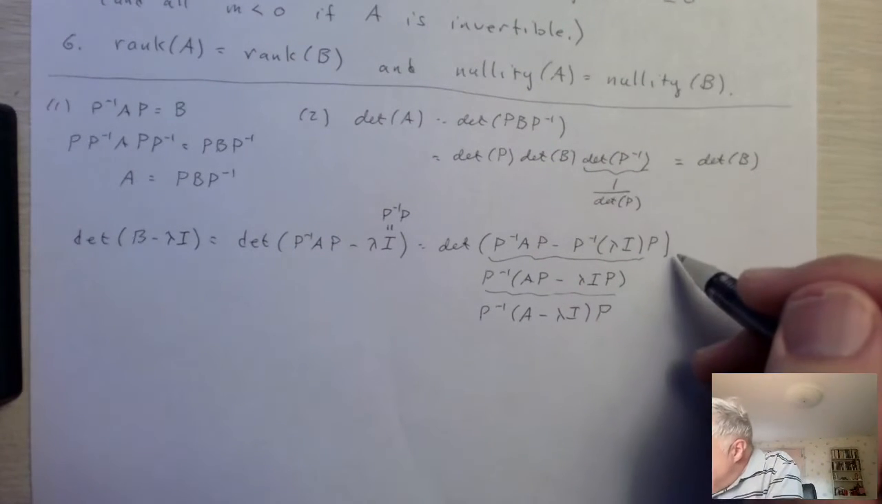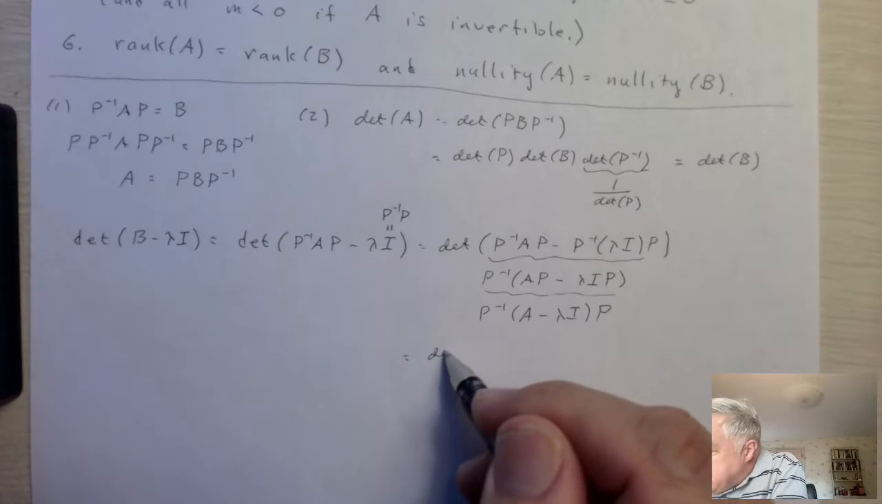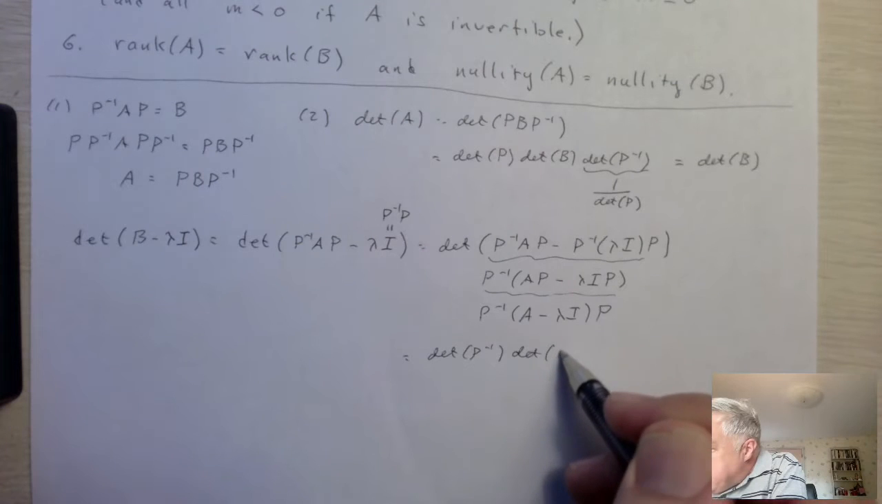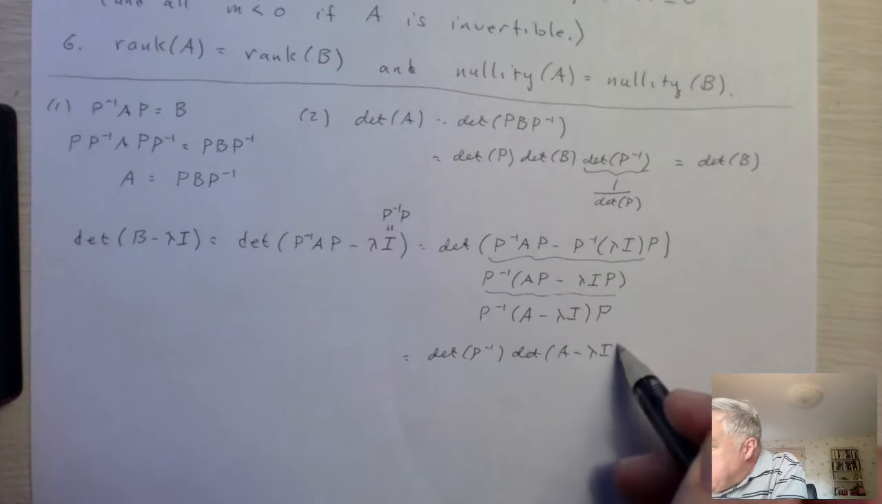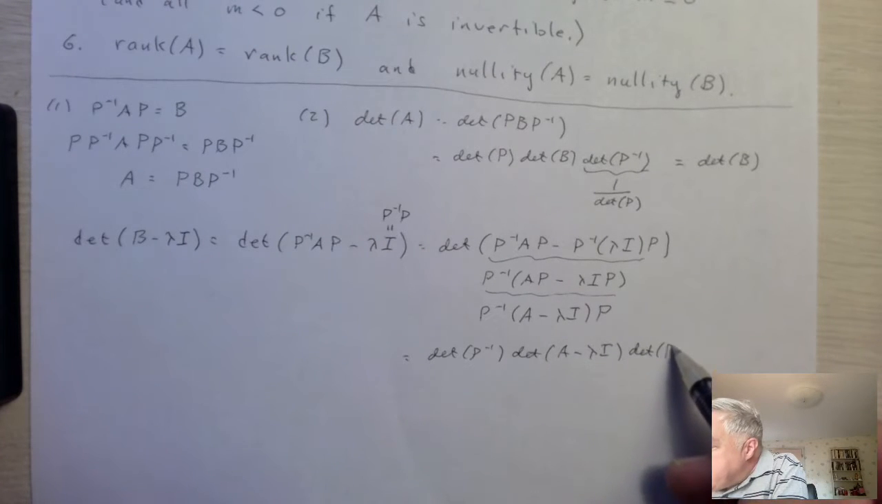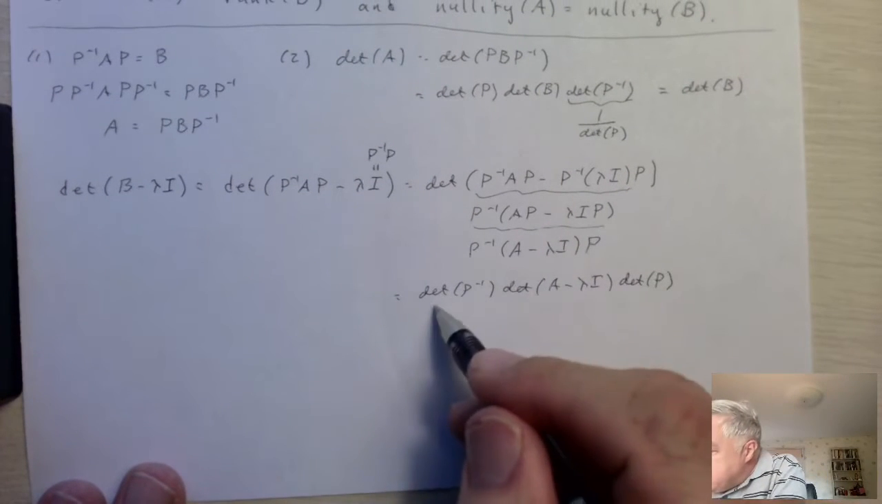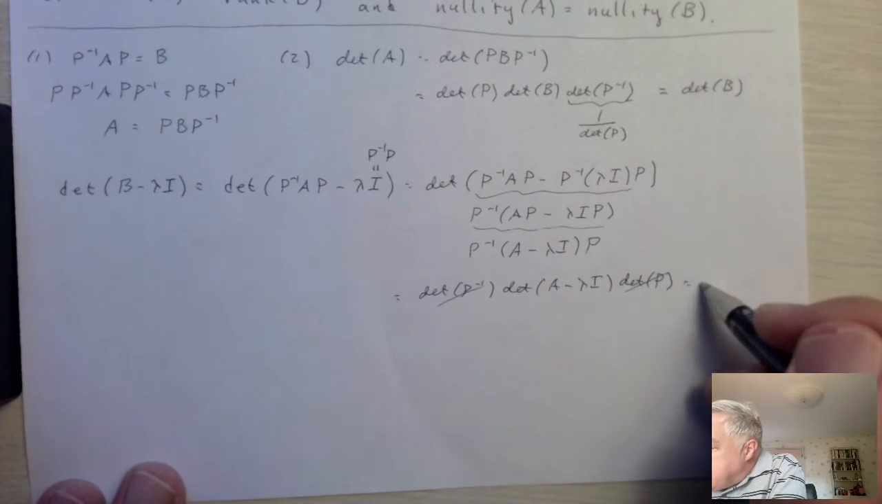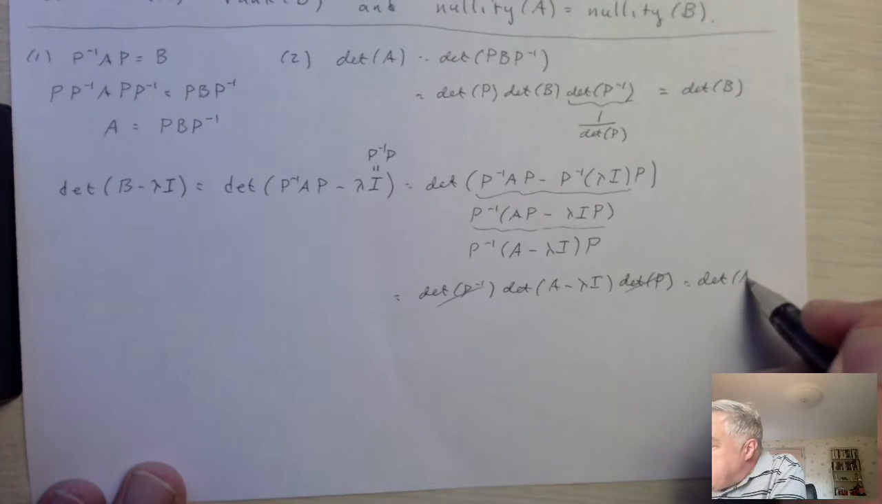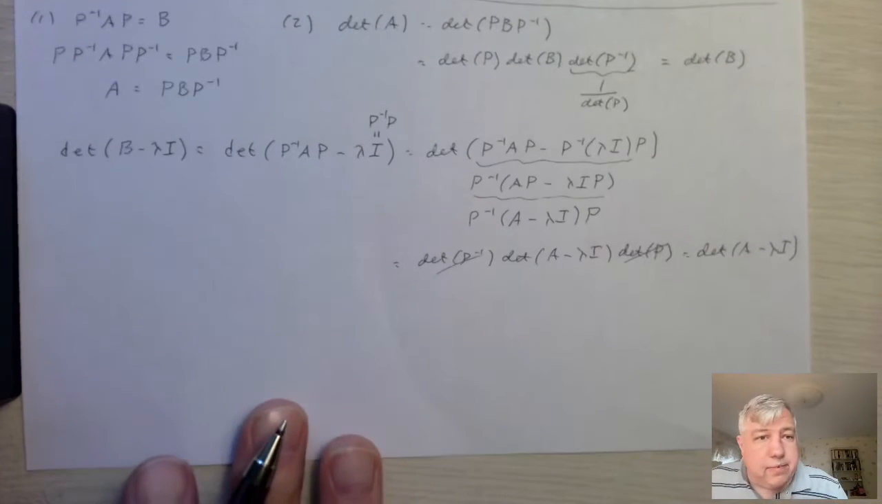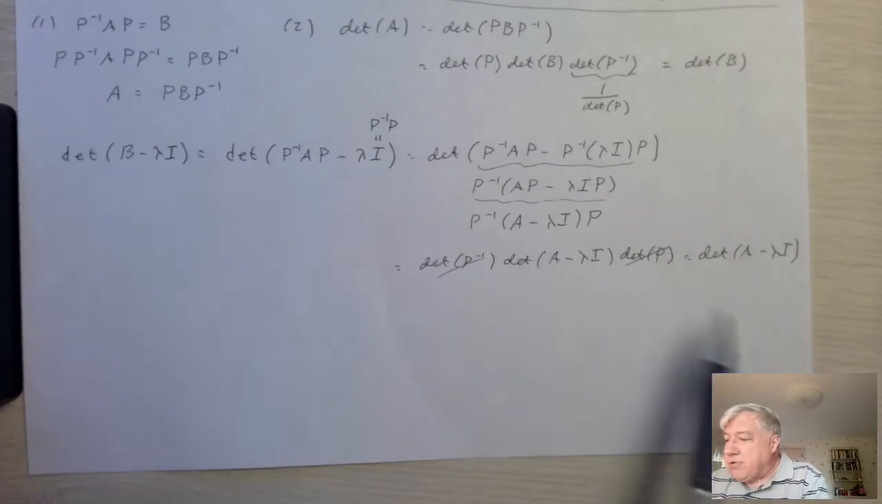So now this becomes the determinant of P inverse, determinant of A minus lambda I, times the determinant of P. And once again, these determinants will cancel out. And so this is the determinant of A minus lambda I. Okay. Now, so the characteristic polynomials are the same.